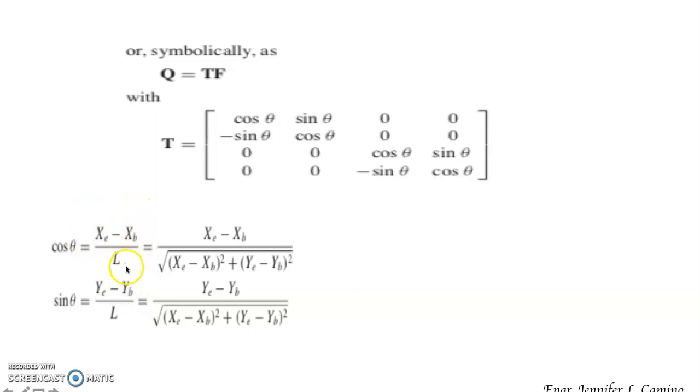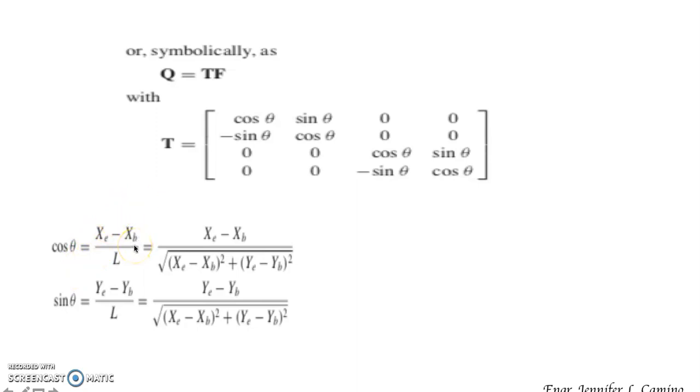So if the member is in horizontal direction, you have this equation, x sub e minus x sub b all over L. So what is the value for x sub e, x sub b, and the value for L? X sub e refers to the dimension of the member from the origin towards the end of the member. So take note that this is the dimension from the origin towards the end of the member.